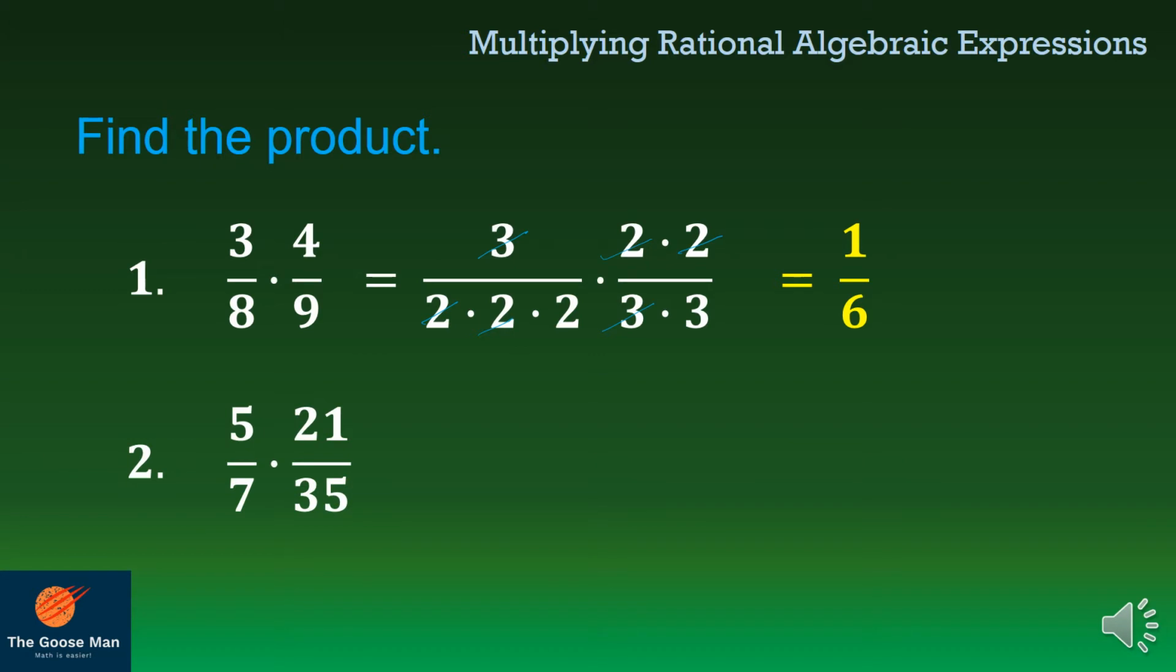Similarly, if I have 5 over 7 times 21 all over 35, again, factor the numerators and the denominators. I have 5 over 7 times, the factors of 21 are 3 times 7, while the factors of 35 are 5 times 7. Again, remove the greatest common factor. So 5 and 5, 7 and 7. So what we have only here is 3 over 7.